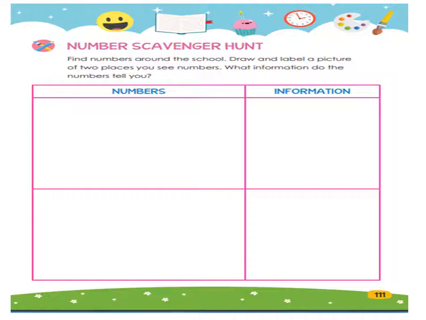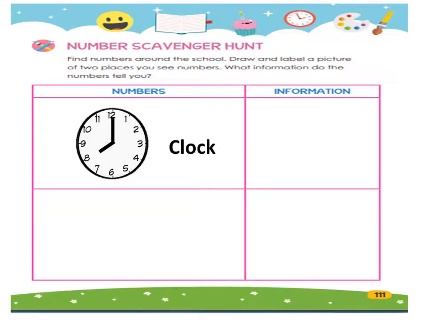Okay, I will do this by myself. I will look around me. Now I see a clock. Okay, I will draw the clock. It has many numbers. What does this number tell me? It tells me time. So under the word numbers, I will draw the numbers I see around me and I will label it. What is the meaning of label it? Write the name. Excellent. I will write here clock. What information these numbers tell me? It tells me time. So I will write here tell me time.